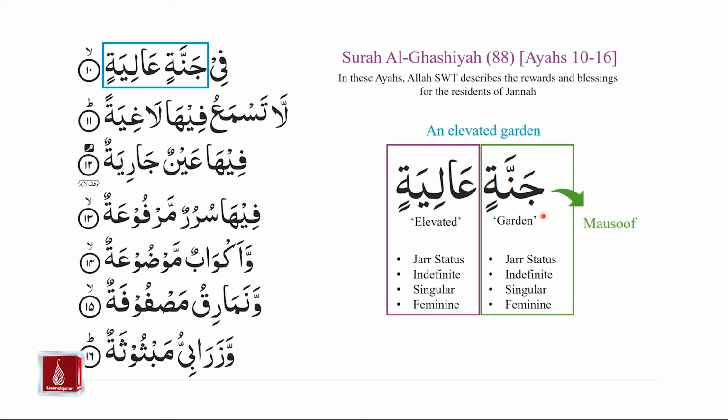Jannatin is Mosuf and Aliyatin is Sifat. Aliyatin is Sifat because it describes a characteristic or quality of the Mosuf, which is Jannatin. Taken together, this is a Murakkab-e Tawsifi or descriptive phrase because it includes a Sifat and a Mosuf that are equal in status, capacity, number, and gender.